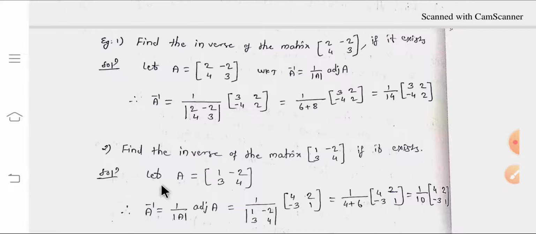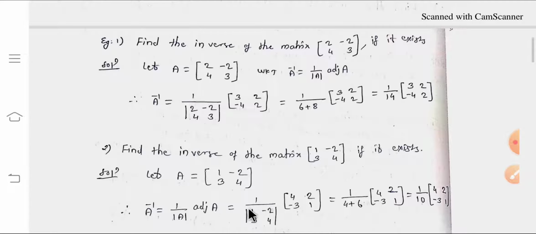Similarly, one more example: find the inverse of the matrix [1, -2; 3, 4] if it exists. If it exists means we first find the determinant to show that the given matrix is non-singular, meaning the determinant is not equal to 0. Let A equal [1, -2; 3, 4]. Therefore A inverse equals the formula 1 by determinant of A into adjoint of A.